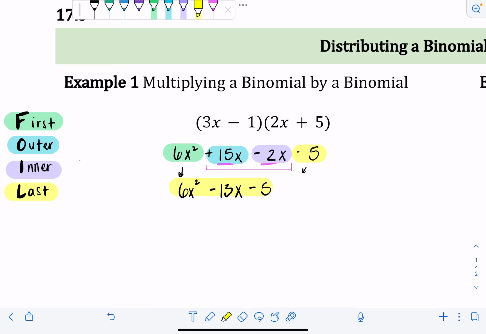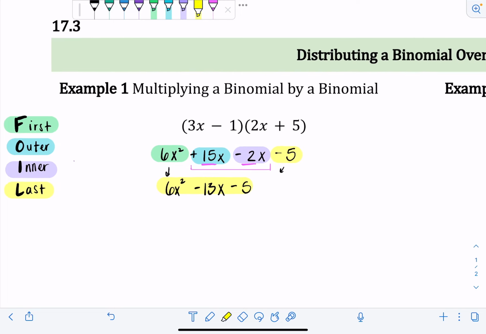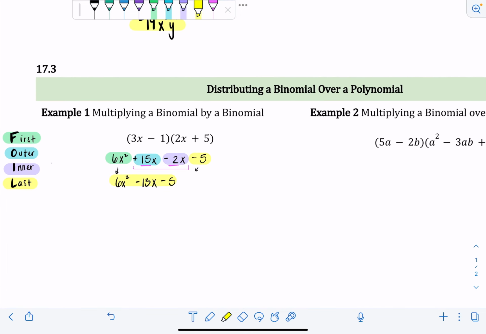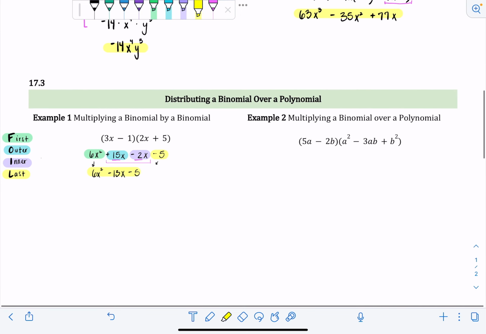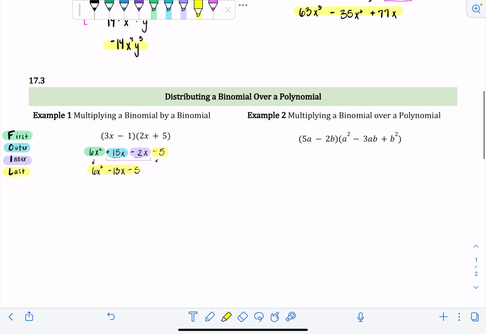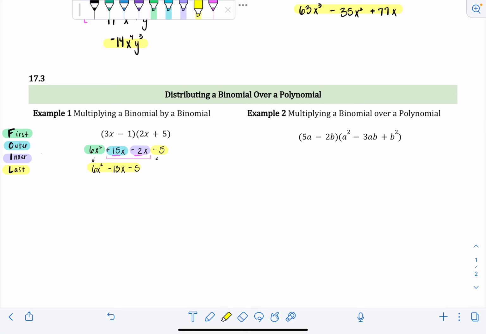We're going to move on to a longer example after this, but just know there's a zillion videos about using FOIL and multiplying binomials. You just go to YouTube, go find some. I'll link some on the Canvas homepage. If you just search multiplying by FOIL, a bunch will pop up for you and provide you with extra examples if you are interested in them.